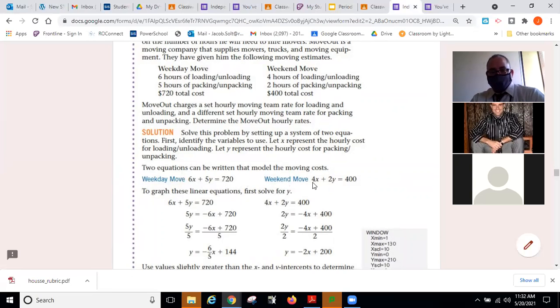On the weekend move equation, we have 4 times X, again loading and unloading, plus 2 times Y, packing and unpacking, equals $400. Basically, they took these descriptions, 6 hours of loading and unloading became 6X, plus 5 times Y, so 6X plus 5Y equals 720. That's how they came up with this equation.